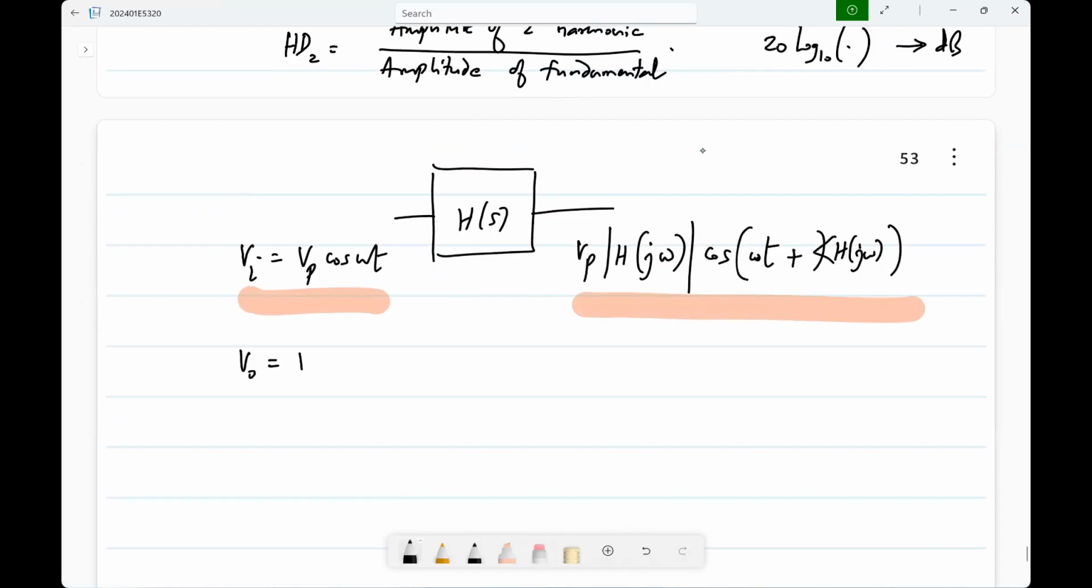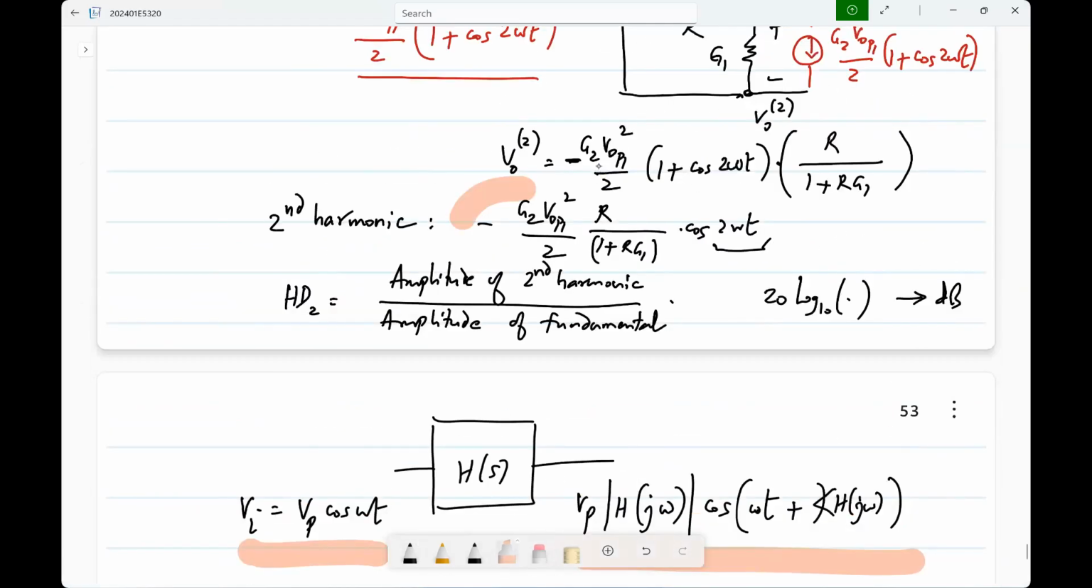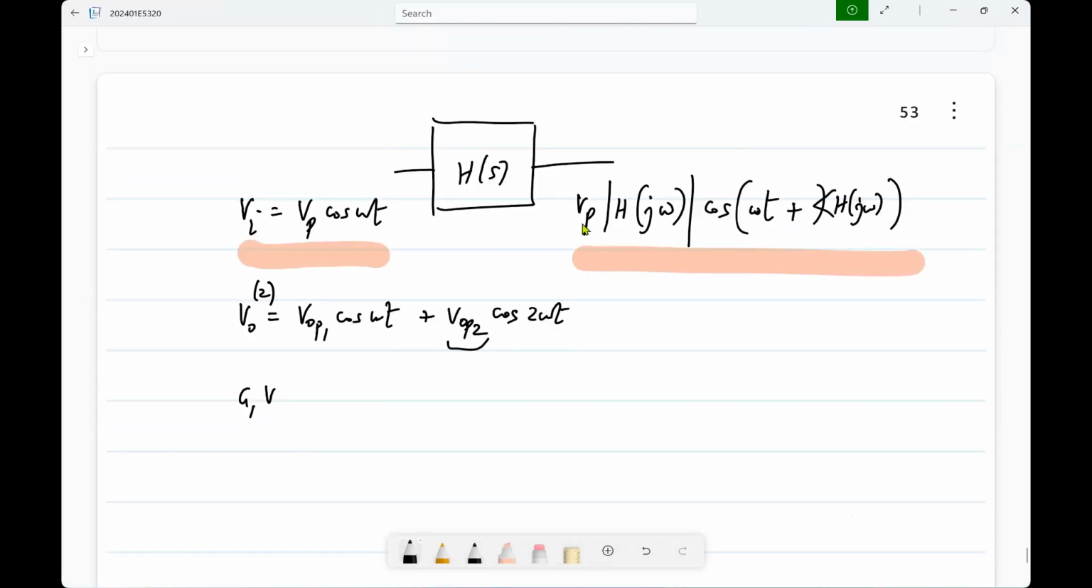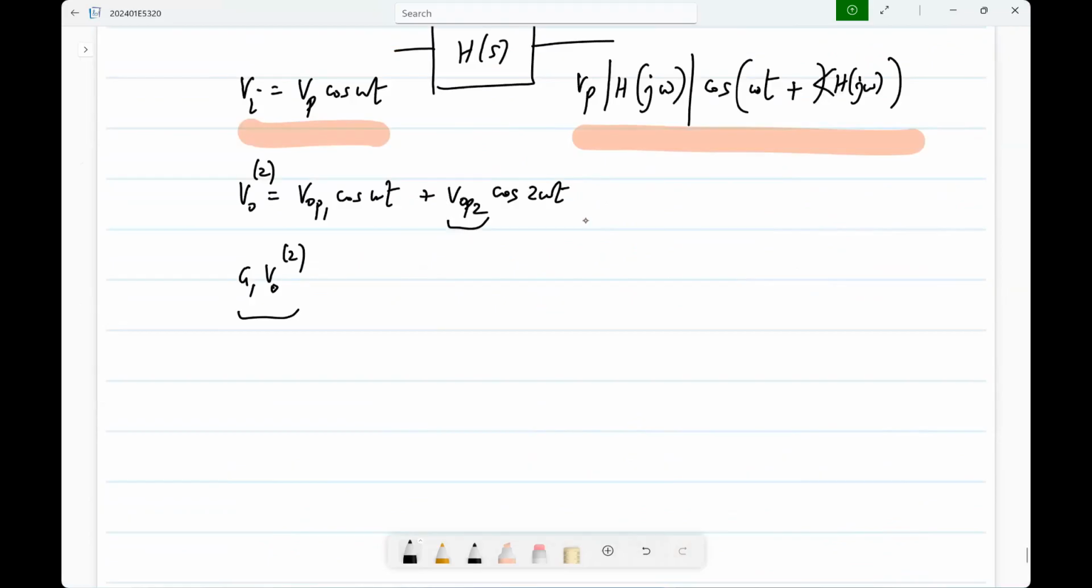we have the output equal to VOP1 cos omega t plus VOP2 cos 2 omega t. Basically, this VOP2 is an abbreviation for this whole thing. Okay. Plus, I also have some DC offset. Let's say I ignore that for now. Now, if I still had only 2 nonlinear terms, I would have G1 V02, the linear term, plus G2 V02 square, which is VOP1 cos omega t plus VOP2 cos 2 omega t square, right?